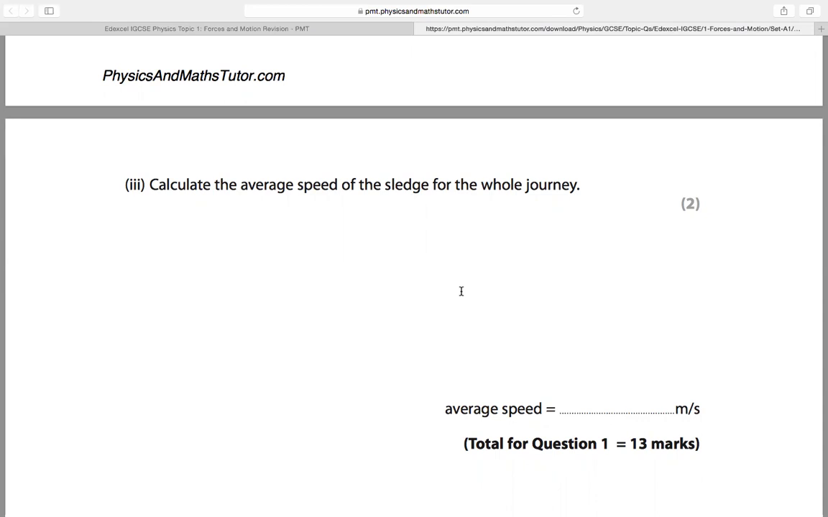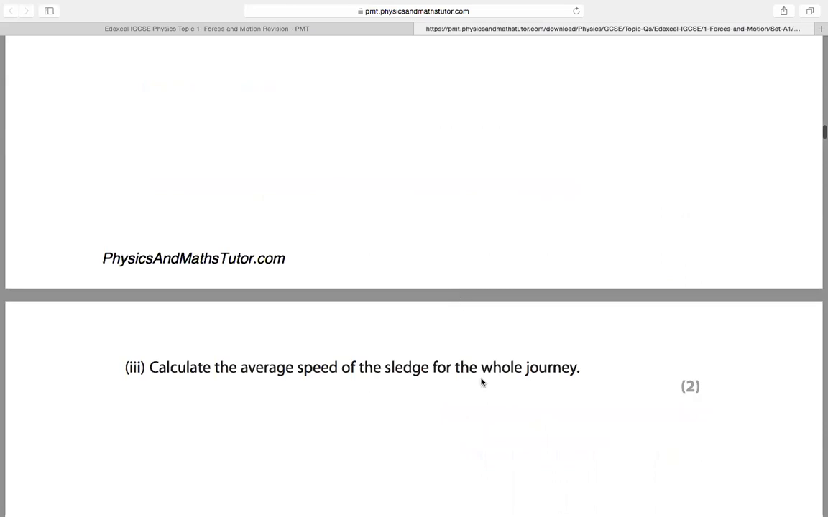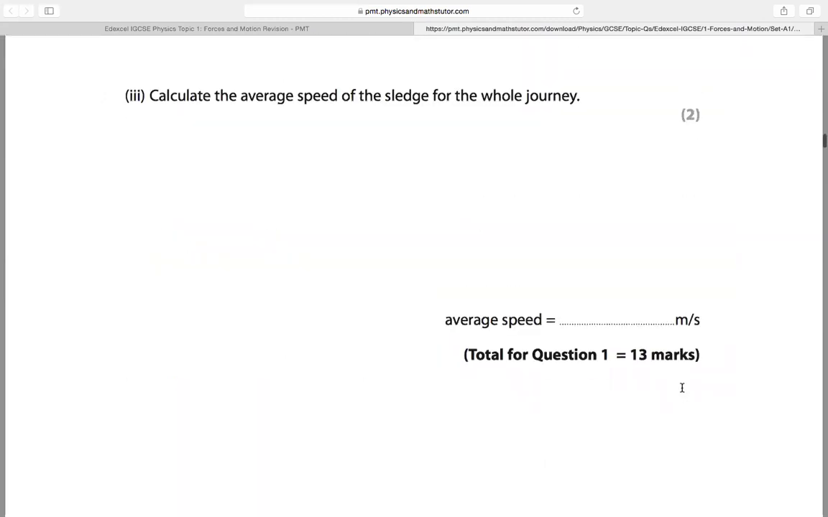Because distance, we calculated distance, all the areas just now, when you add them together, and then divided by the total time. So based on the graph for the whole journey, because the question says for the whole journey. So whole journey, 14.5. So I got 2.51. Correct. So 2.51 meter per second. That is your average speed. Yeah, correct. 2.51.